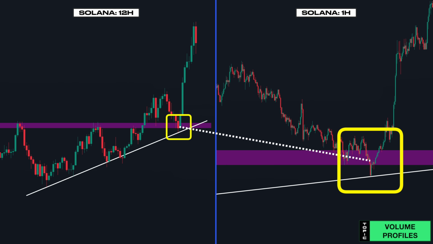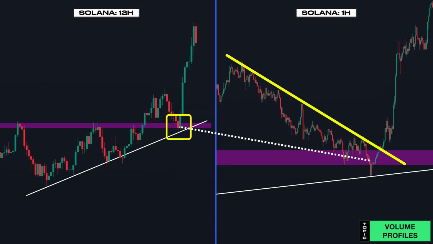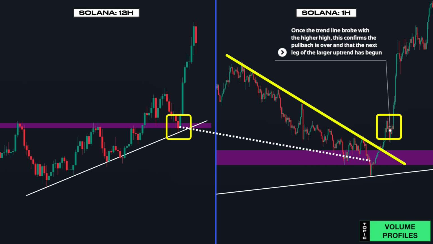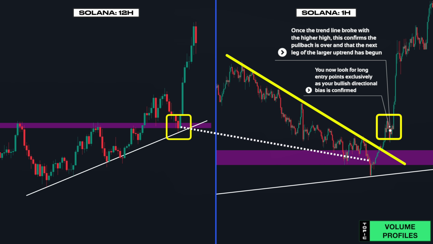Using this lower time frame, you were able to place a trend line onto the pullback, and once it broke with the higher high, this confirms the pullback is over and that the next leg of the larger uptrend has begun. You now look for long entry points exclusively as your bullish directional bias is confirmed.